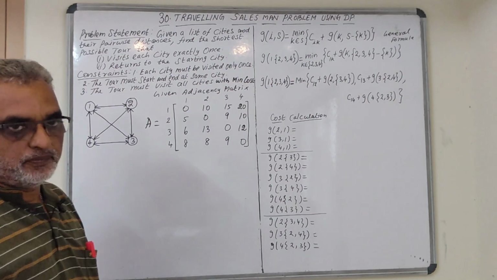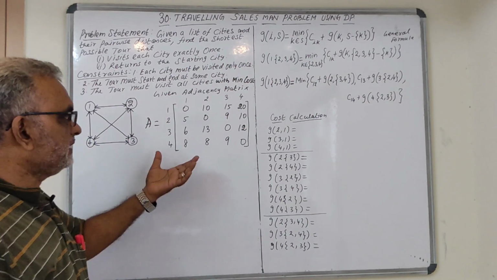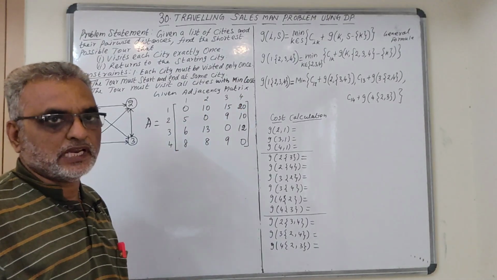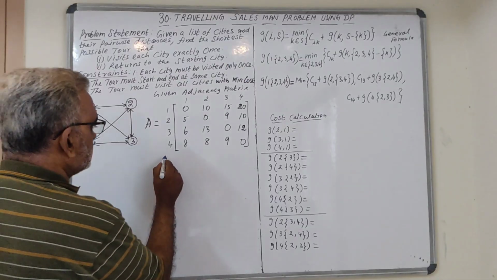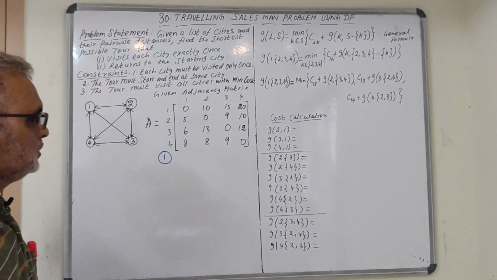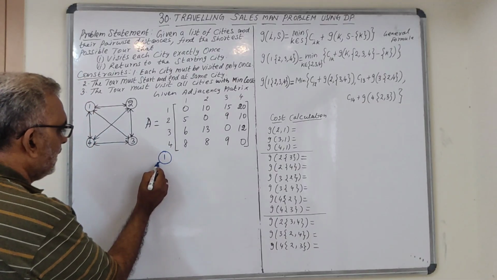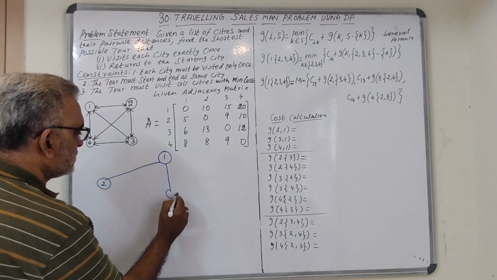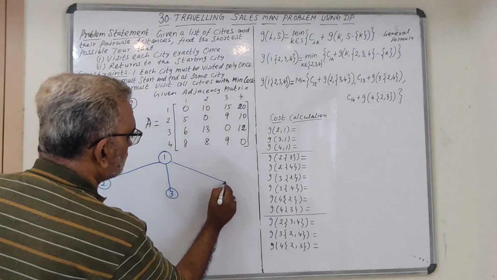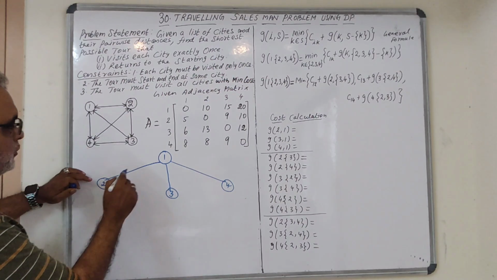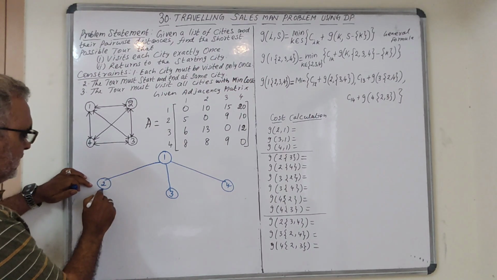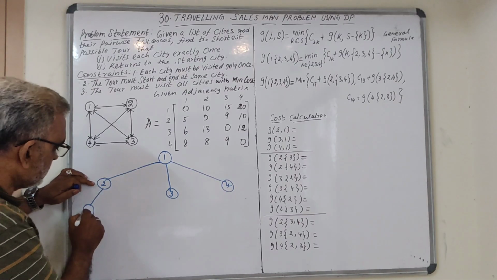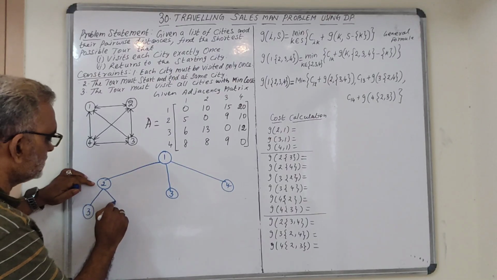So how to solve this problem? One simple technique: let me represent the problem in the form of a tree structure, and after that we move on to dynamic programming. Let us consider the starting city is 1. Once he selects city 1, the possible cities he can visit are 2, 3, and 4. From city 2, he can select the other two possible cities: city 3 or city 4.